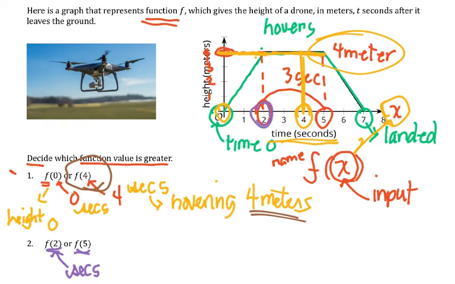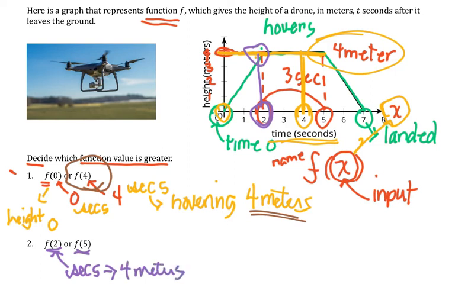So we're going to go over and read the graph. F of 2, draw it up. What's the distance that the drone is at? 4. So right here, this is at 4 meters. All I did was read the graph.